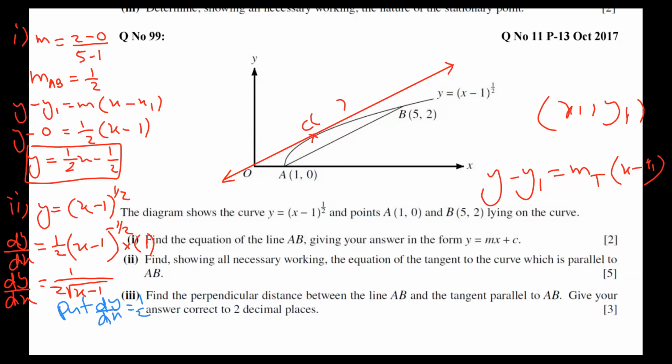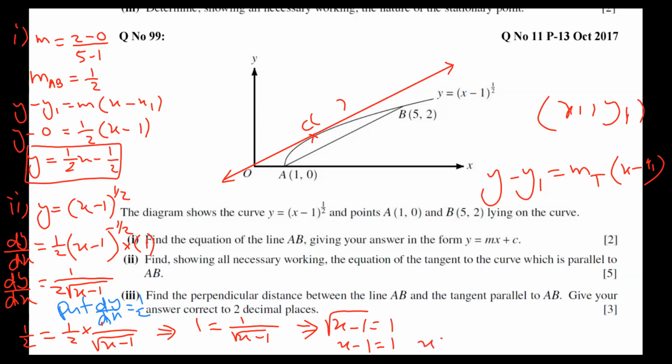Because I know that they are parallel, half times is equal to half times 1 over root of x minus 1. This 2 and 2 cancel out, so I get 1 is equal to 1 over root x minus 1. Cross multiply, I get root x minus 1 equals 1. Squaring both sides, I get x minus 1 equals 1, and x turns out to be 2. So the x value of the C coordinate becomes 2.